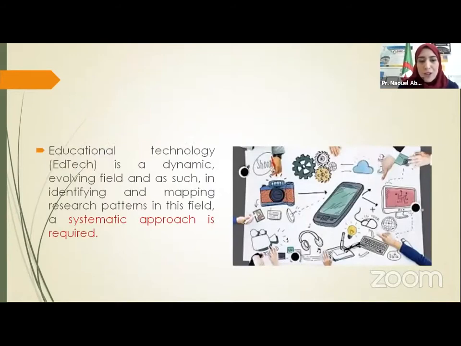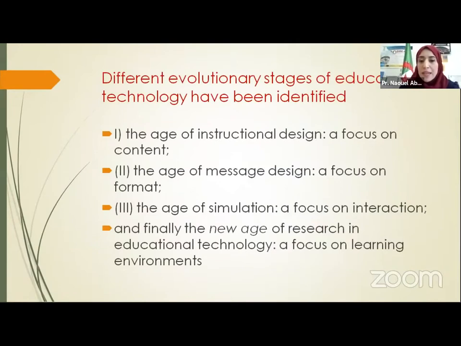Thus, educational technology is a dynamic, evolving field. And as such, it is a must to identify and map research patterns in this field. For this, we need to talk about a systematic approach in educational technology. Educational technology has been evolving through different stages within the field of education. At the very beginning, there was the age of instructional design, with a focus on the content: how the content should be designed from an educational technological point of view, using technological tools in order to convey the lecture, the message, appropriately to the student.